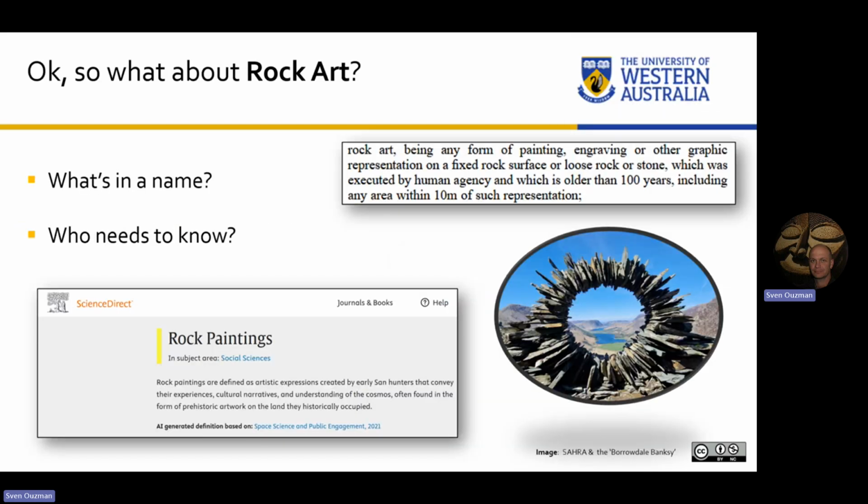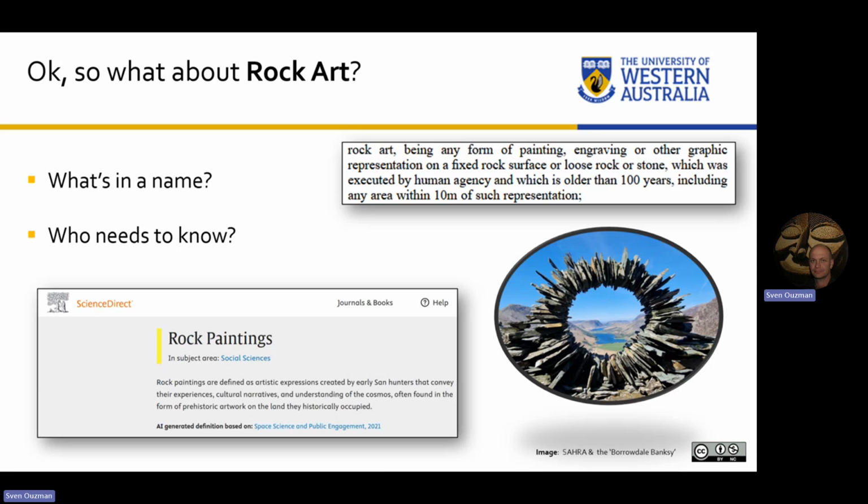So what about the rock art? So rock art, as defined in the Act, is any form of painting, engraving, or other graphic representation on a fixed rock surface or loose rock or stone, which was executed by human agency and which is older than 100 years, including any area within 10 meters of such a representation. This is a good definition, though it's interesting, and I'll present this towards the end, that bit about human agency, whereas in many Indigenous worldviews and knowledge, it's not humans who make rock art, it's other agencies, including what we call the rock art itself.